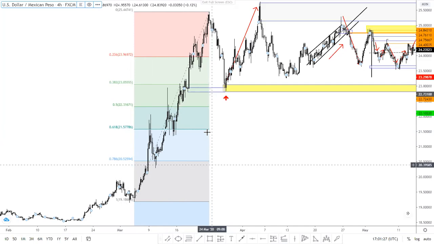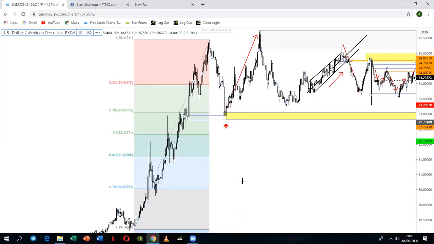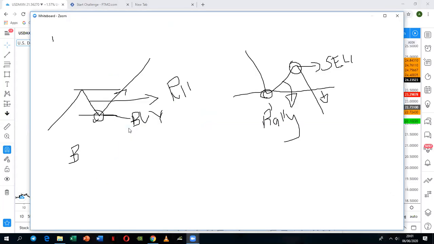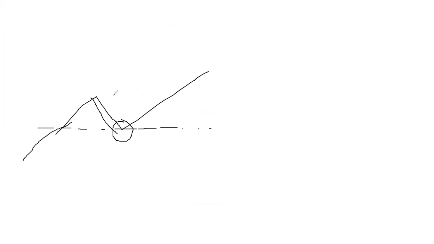Okay, so let's begin with an uptrend. What we have is an uptrend. Can you guys see the screen, the whiteboard? So this is an uptrend. This is the pullback, the retracement we're talking about. You want to buy from here. You remember? You want to buy from here.